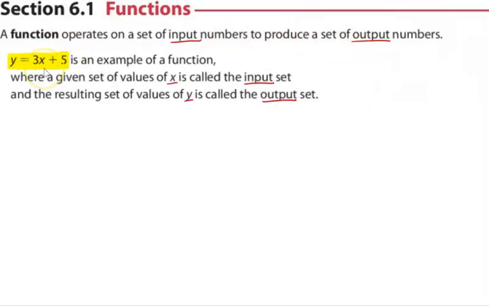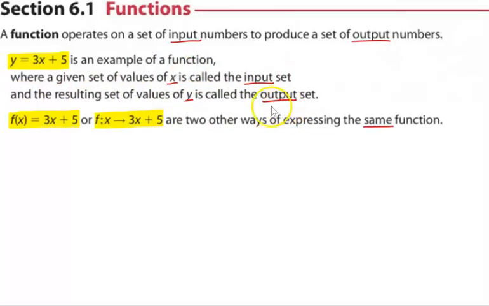y equals 3x plus 5 is an example of a function, where a given set of values of x is called the input set, and the resulting set of values of y is called the output set. f of x equals 3x plus 5, or f of x maps to 3x plus 5, are two other ways of expressing the same function. So basically what's highlighted in yellow, they all mean the exact same thing. So we can say y equals, or f of x equals, or f of x maps to. That little arrow there, we say maps to.